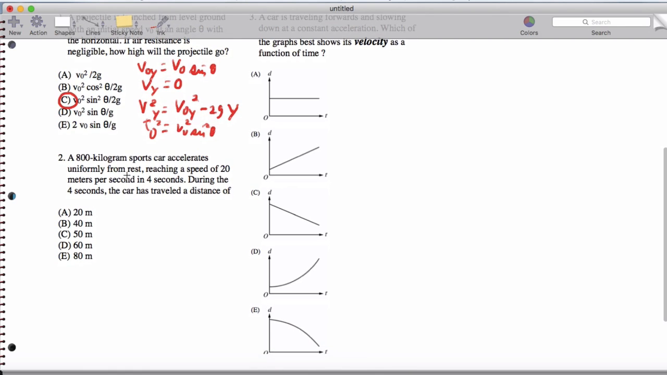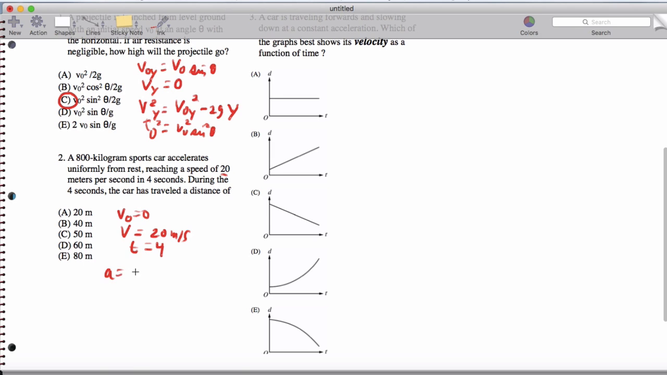For question number 2, we have a sports car that's accelerating. It reaches 20 meters per second in 4 seconds. Let's be clear. Starts from rest means V naught is 0. V final is going to be 20 meters per second. We have a time of 4 seconds, and we want to know how far it's gone. There are lots of ways we could do this.